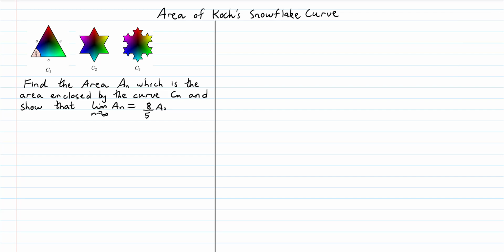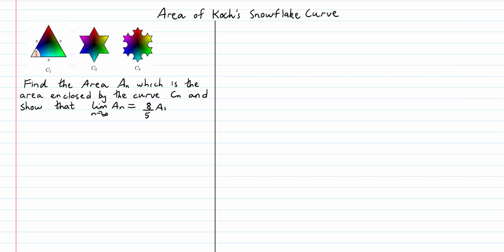In a previous video, we saw that as we did more and more iterations of Koch's snowflake curve, the length of the curve, or perimeter of the curve, tended toward infinity. What we're going to see in this video is that as we do more and more iterations of the curve, the area of the region enclosed by the curve is actually finite.